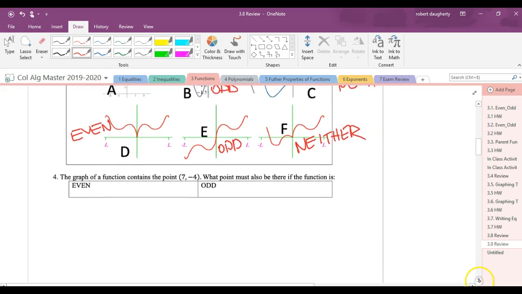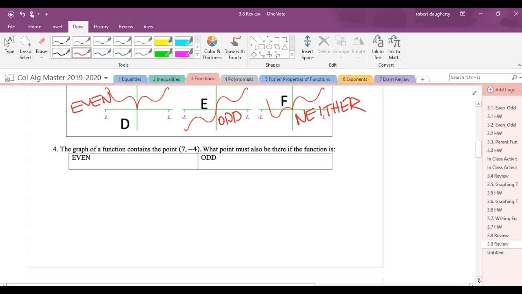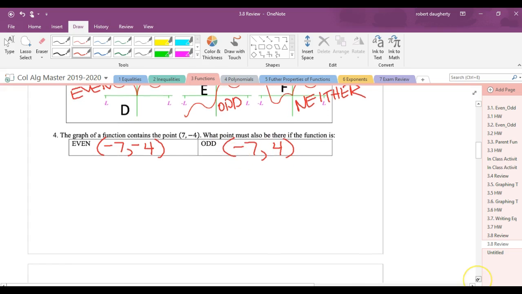You might see questions that give you a point on a graph and ask you what would be there if it was even. So even means the same. So if I look at 7, negative 4, if this were an even function, I could go to negative 7, and I still get that same value of negative 4. That makes it even. If it were an odd function, when I go to negative 7, I don't get negative 4. I get the opposite of negative 4 on the graph.